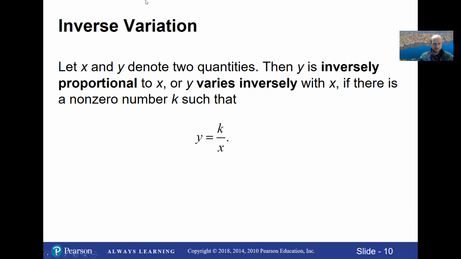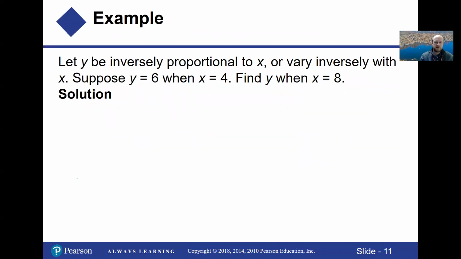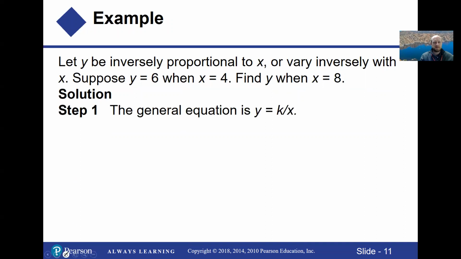So let x and y denote two quantities. y is called inversely proportional, or it varies inversely with x, if there is a non-zero number k such that this is the case. So this is our equation for inverse variation: y equals k over x. So here's an example, and again, I go through all the steps.